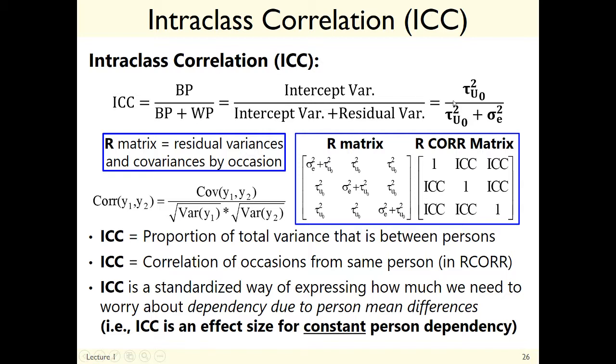So we will do hypothesis tests to figure out whether or not this U0 intercept variance at level 2 is significant. ICC can be thought of as an effect size for that hypothesis test. It's a standardized way of expressing how much of our data is due to dependency specific to mean differences, so constant person dependency.